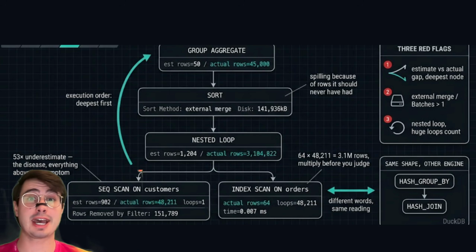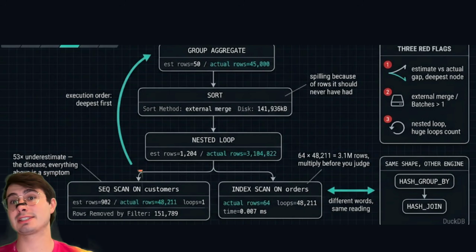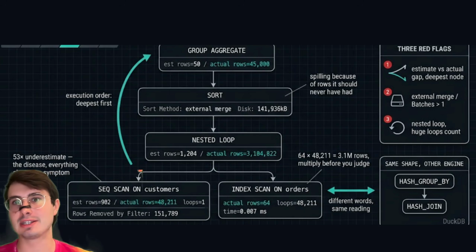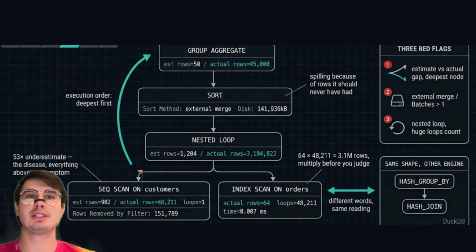And the trap that will catch people is that in Postgres, actual rows and actual time on a node are averages per loop, not totals. So if you look at an index scan and it says rows equals 64, loops equals 48,000, it's not 64 rows, that's 64 rows on average 48,000 times, which is 3.1 million rows, and time 0.007 milliseconds looks instant until you multiply it by 48,000, and then you get 340 milliseconds. So you've got to multiply all those numbers out before you judge.